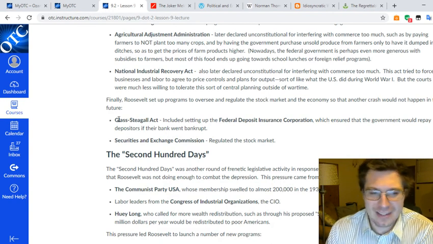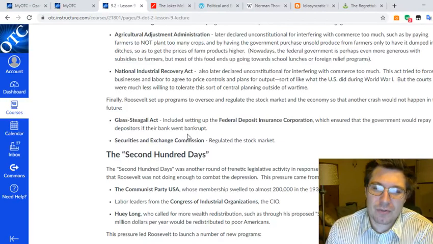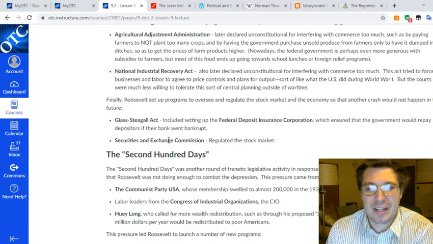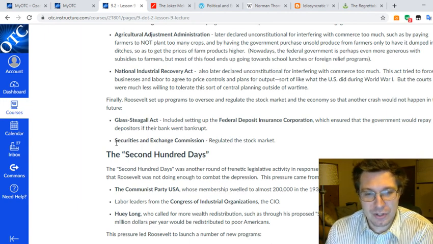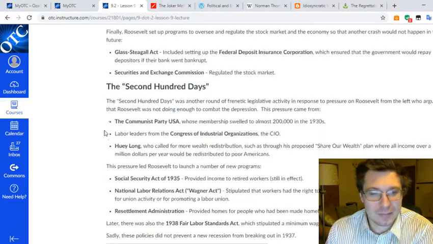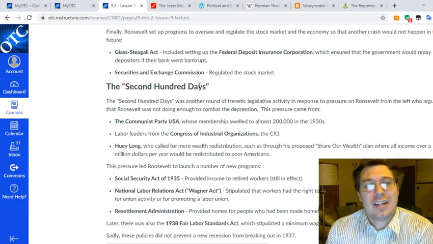So we've got the Glass-Steagall Act, which included setting up the Federal Deposit Insurance Corporation, which ensured that the government would repay depositors if their bank went bankrupt, and then the Securities and Exchange Commission, which regulated the stock market. Then Roosevelt embarked on a second 100 days of legislative activity.